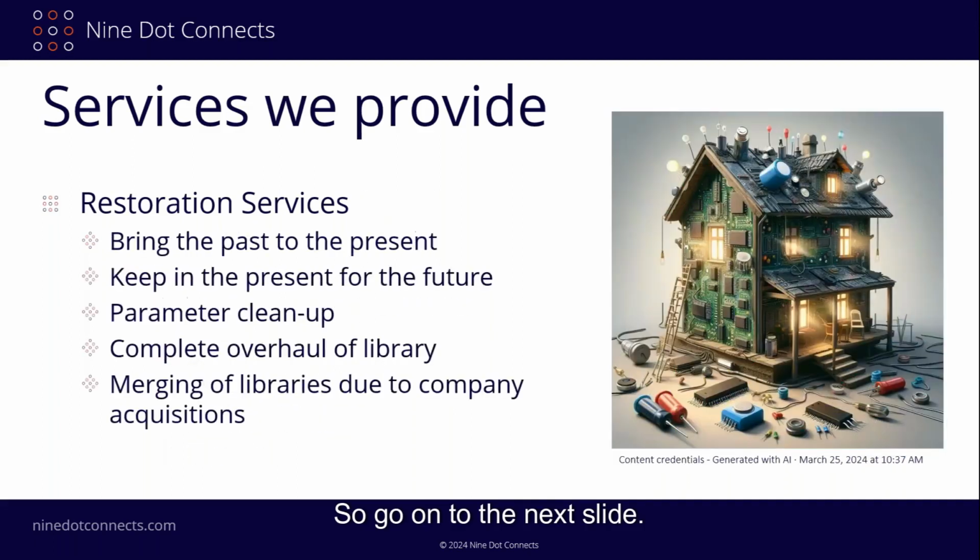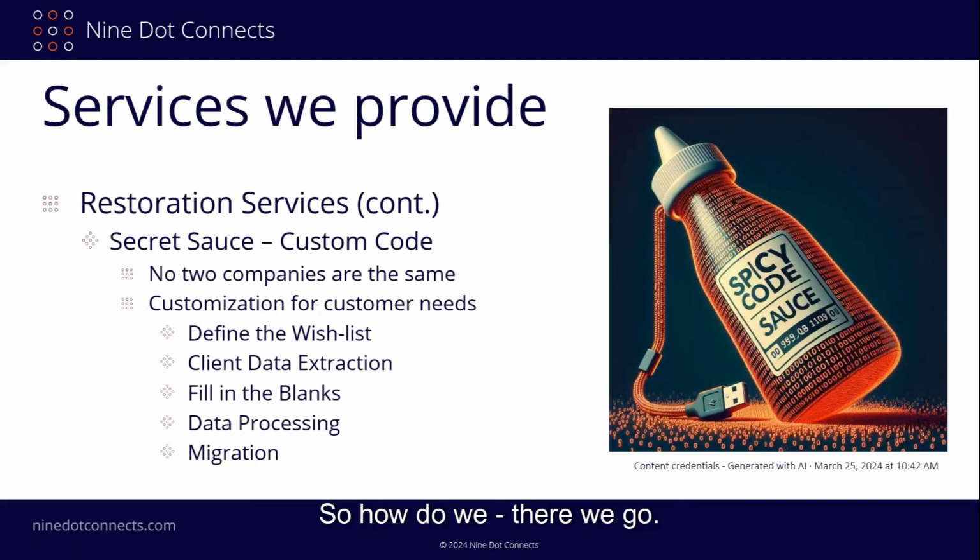So I'll go ahead to the next slide. So how do we, there we go. So how do we make this happen? Well, our secret sauce is basically some custom coding that we have created here at 9.connects. And so, yes, it'd be kind of cool if we could shrink wrap it and give it to everybody or sell it as a push button solution, but we really can't. And the reason why is because no two companies are the same, right? So what we do is we have a baseline code, but when the customer comes to us, we ultimately have to customize that code.